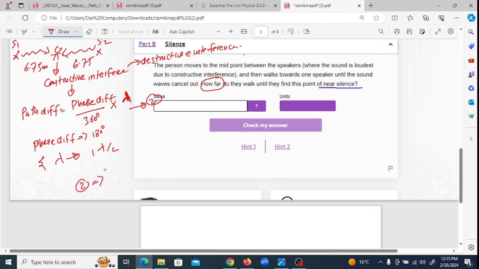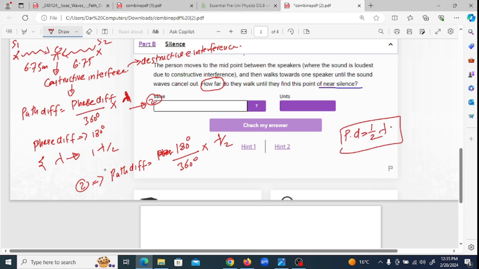So equation number 2 says that path difference is equal to phase difference, 180 degrees, divided by 360 degrees, multiplied by lambda converted into lambda over 2. The two waves must have a half-integral multiple path difference for destructive interference, so the wavelength becomes lambda over 2 and the phase difference must be 180 degrees. So we apply the second equation in this case, changing the phase difference to 180 and lambda to lambda over 2.